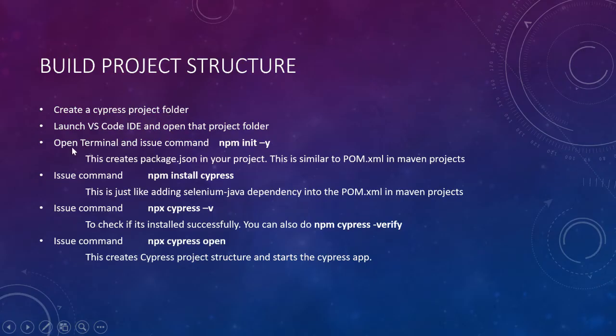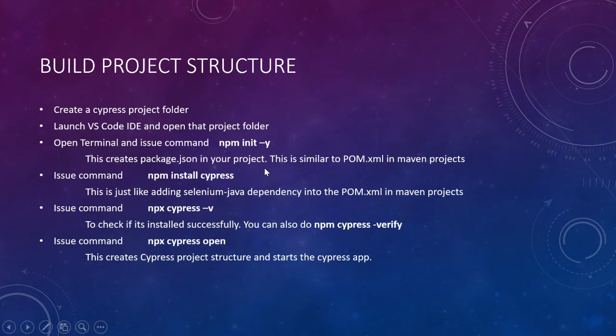Okay, so now we will open the terminal and issue the command npm init -y. So this will create a package.json in your project. So this is similar to our pom.xml in our Maven projects. So in the pom.xml, we put all the dependencies and build activity and all, right.